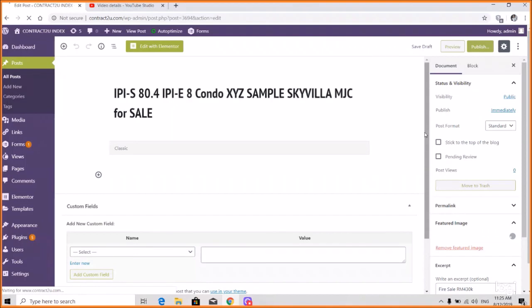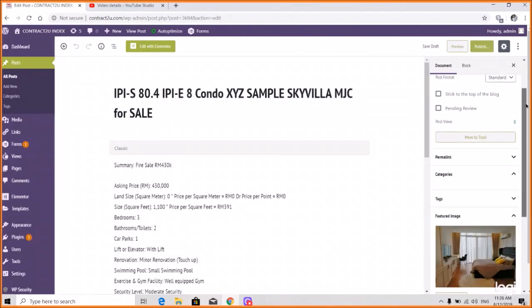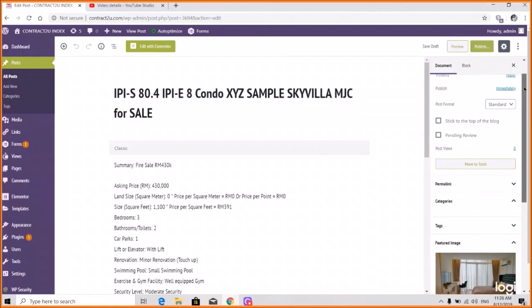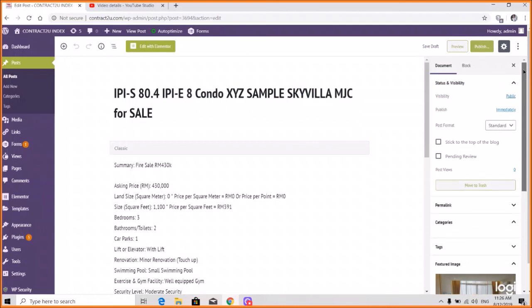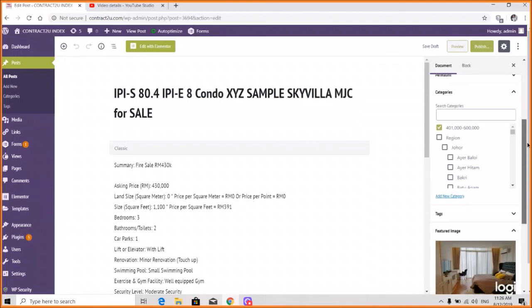So to publish the posting, I will need to click publish. But in between, I need to do one more check, which is the category. We publish this.